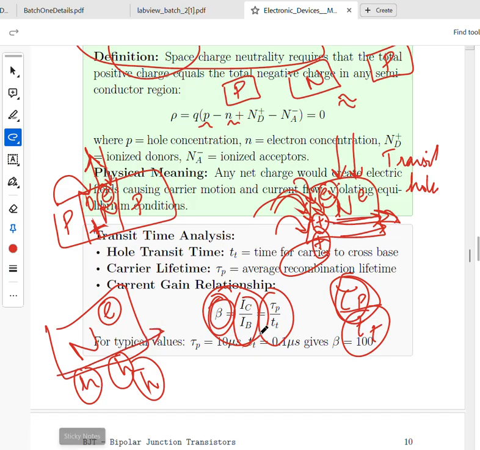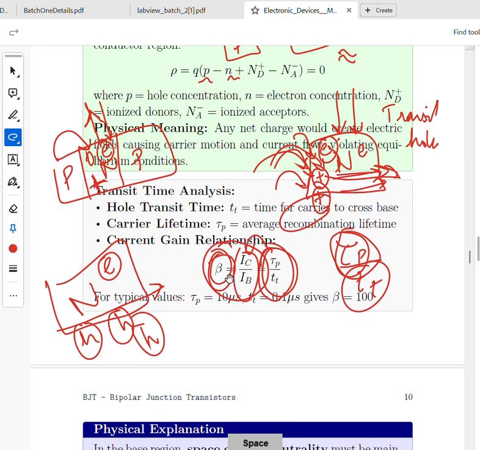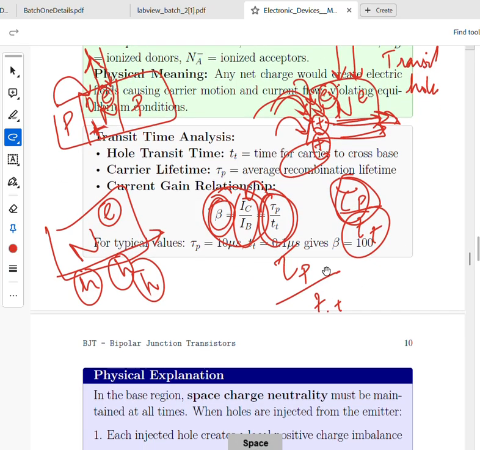Okay, this is why it is important. And this ratio will essentially give you the same equivalent here. It will give you how much current each electron is able to transmit. It is basically the recombination time divided by the time it takes for the carrier to move across. It's the current gain ratio. Typically the recombination time is 10 microseconds, and the time it takes for carrier transit is 0.1 microsecond. Beta is usually around 100.